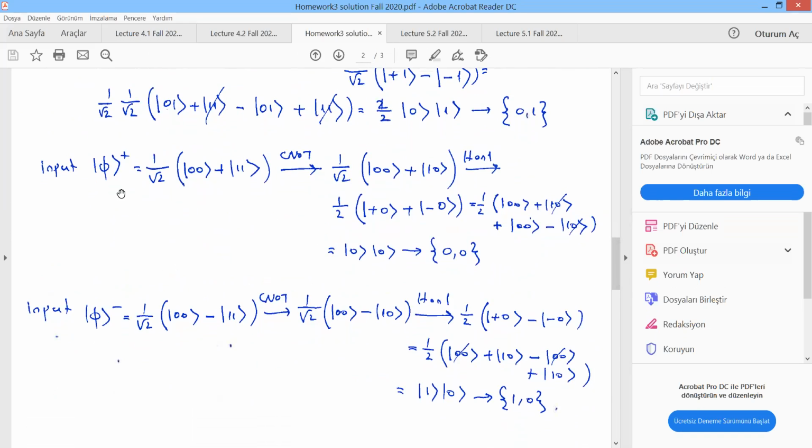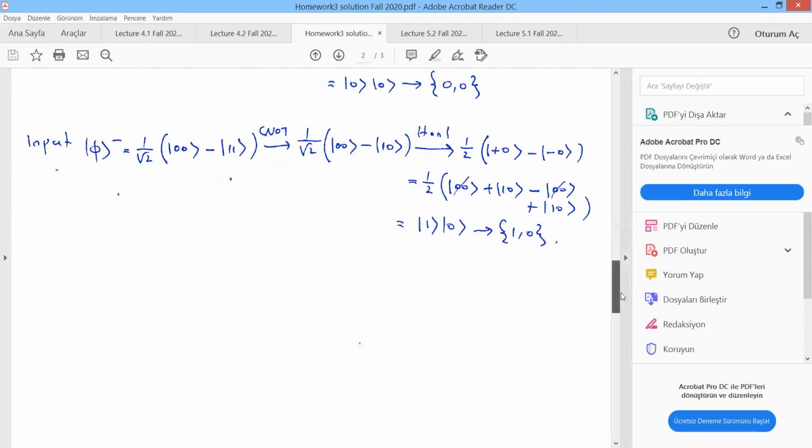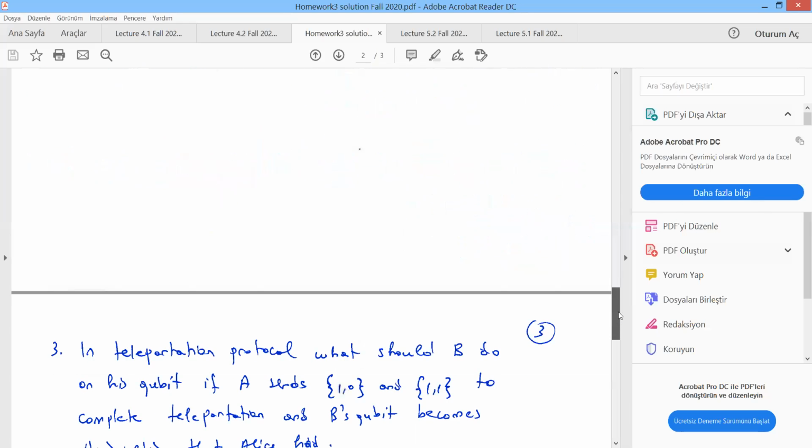So if I have ket phi plus state, which is 1 over square root of 2 ket 0 0 plus ket 1 1, I operate with C0, and then I operate with Hadamard on 1. I end up with the 0 0 classical states, classical numbers. And then if the input is ket phi minus, which is 1 over square root of 2, ket 0 0 minus ket 1 1, again I apply C0 first, and then Hadamard on the first one, I end up with 1 0. Right?